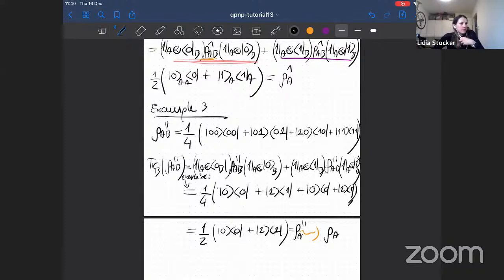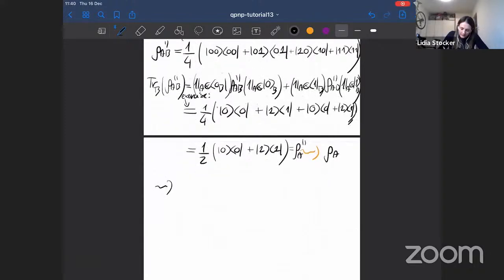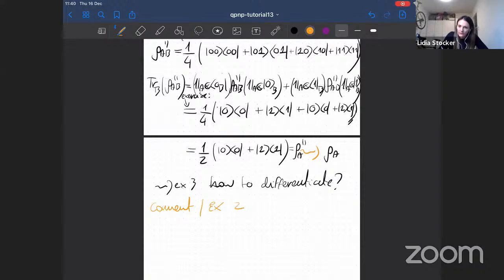So the exercise 3 is how to differentiate. And we will talk also about it in 2 minutes. A small comment, which is also exercise 2. Actually, no, it's actually exercise 3, and here is 4.